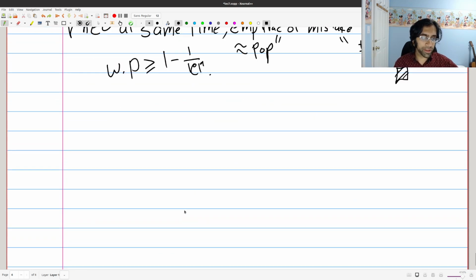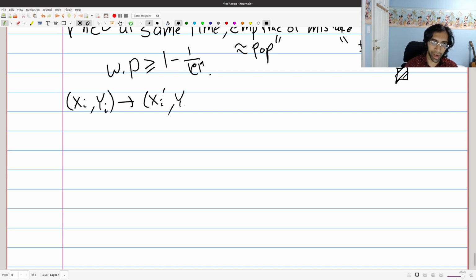Now, what if we want to do this under differential privacy? Well, let's see first of all what it even means to do it under differential privacy. What is a neighboring database? A neighboring database is when we change a single point xi, yi to some other point xi prime, yi prime. And this is a sort of an adversarial change. What do I mean by that?